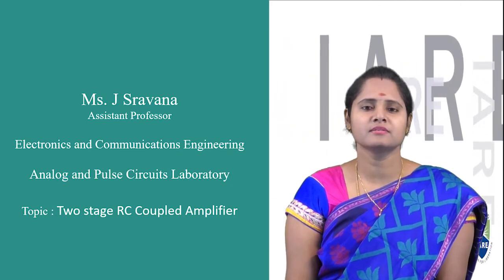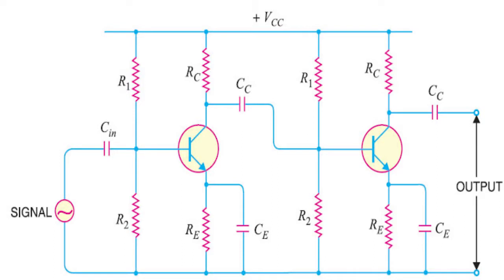Today's experiment will discuss the two-stage RC coupled amplifier. Two-stage means it consists of two transistors with all the respective resistors and capacitors. As we know, it is an RC coupled amplifier. The advantage of the RC coupled amplifier is that its frequency response provides a constant gain over a wide range of frequency, so it is always suitable for audio applications. The circuit is very simple and has low cost, because it employs only resistors and capacitors.